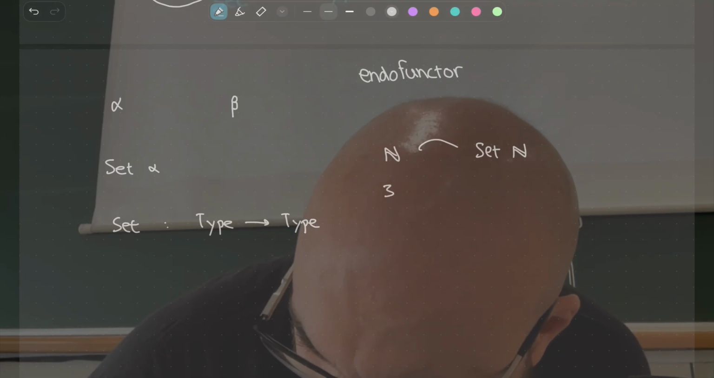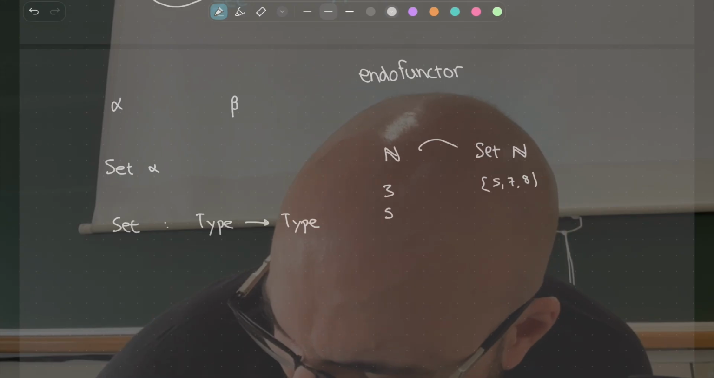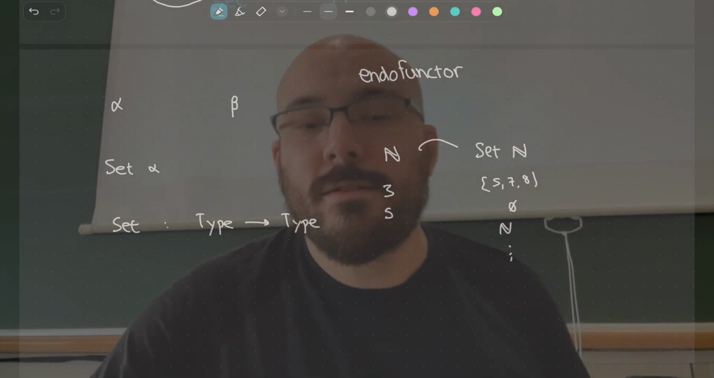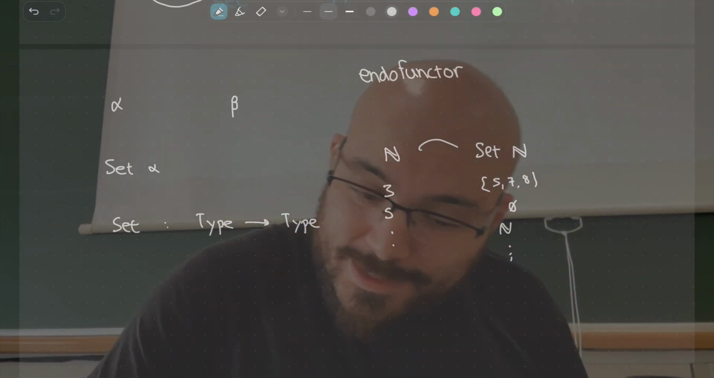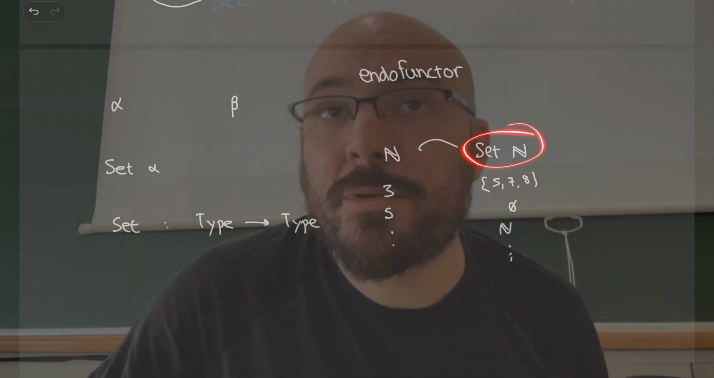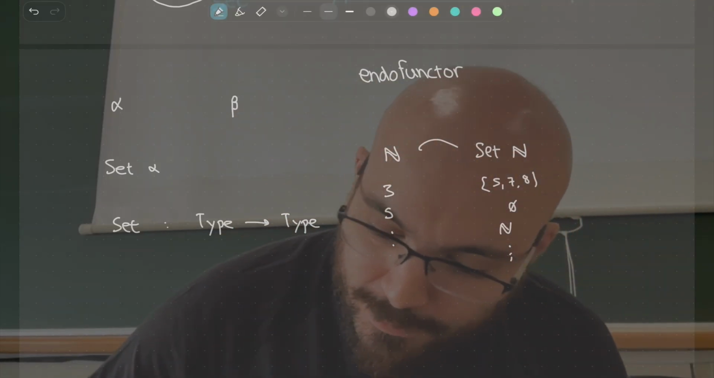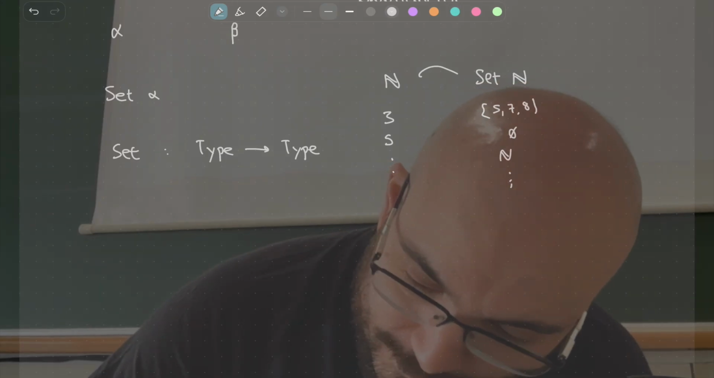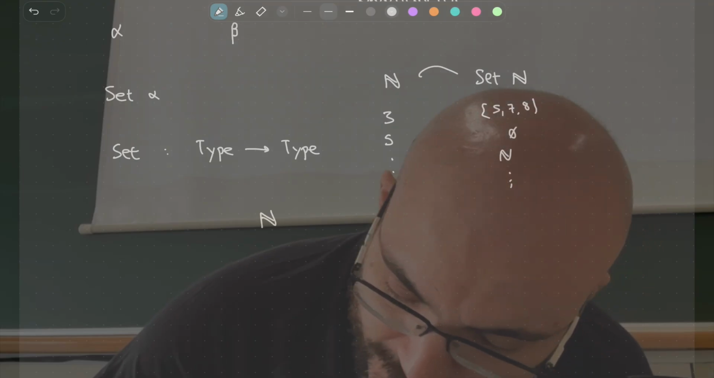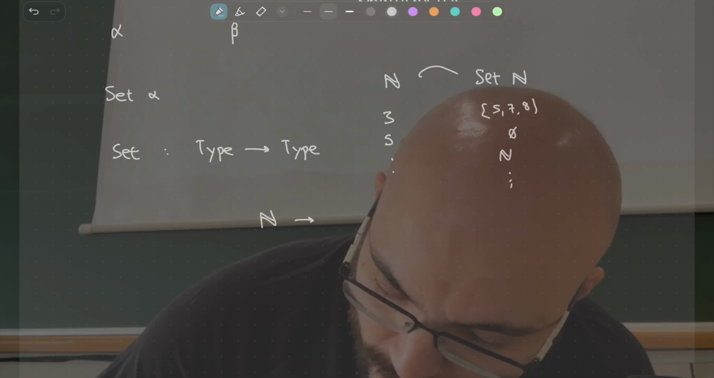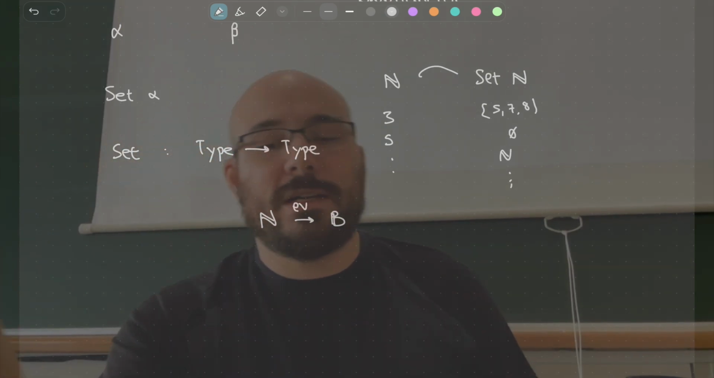Examples of elements here are 3 and 5. Examples of elements here are 5, 7, 8. The empty set, the whole of N, and so on. Okay, so I applied set to this type, and I got back a new type. Can I apply set to arrows, and what do you think this should be? Think of your favorite function, let's say from N to booleans. Maybe it's the function even that checks if a natural number is even.